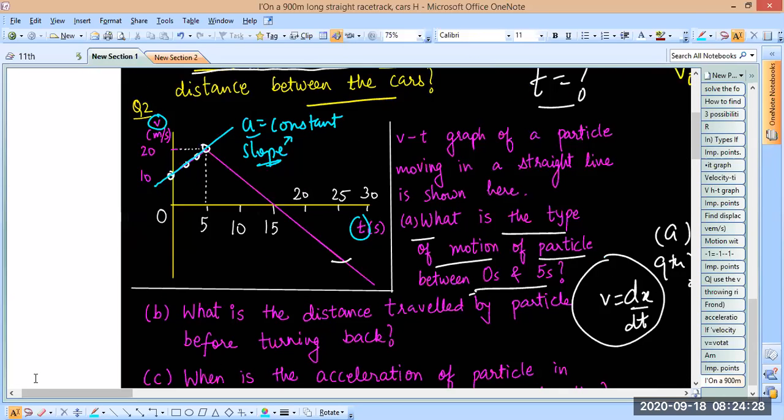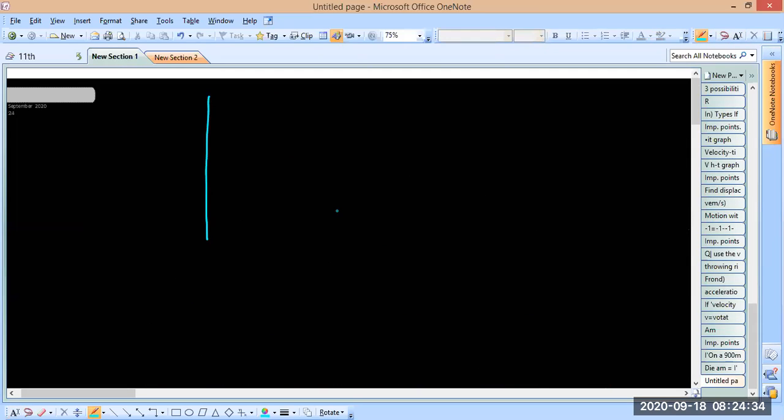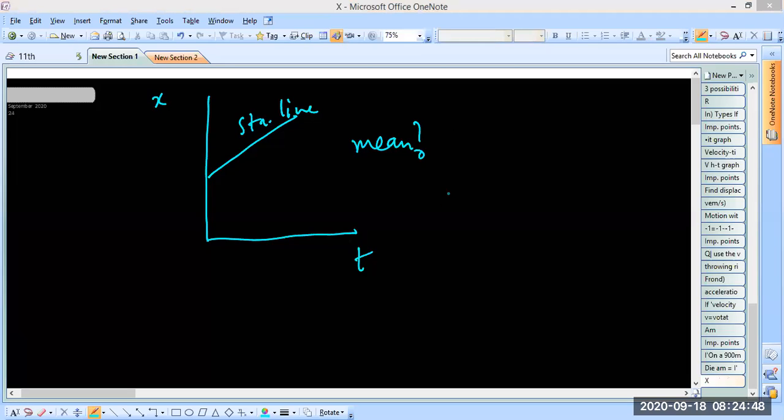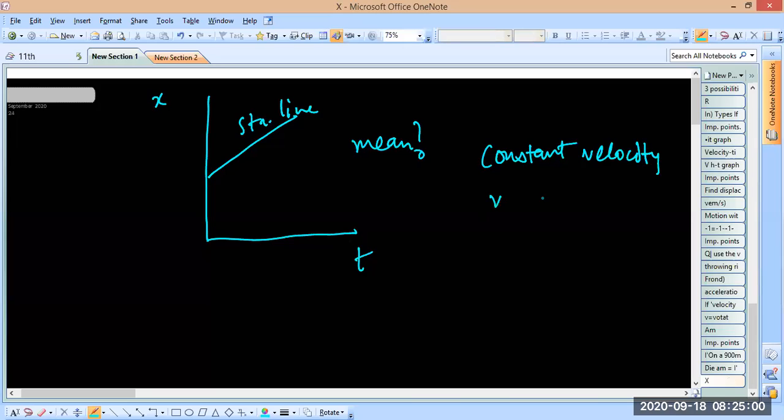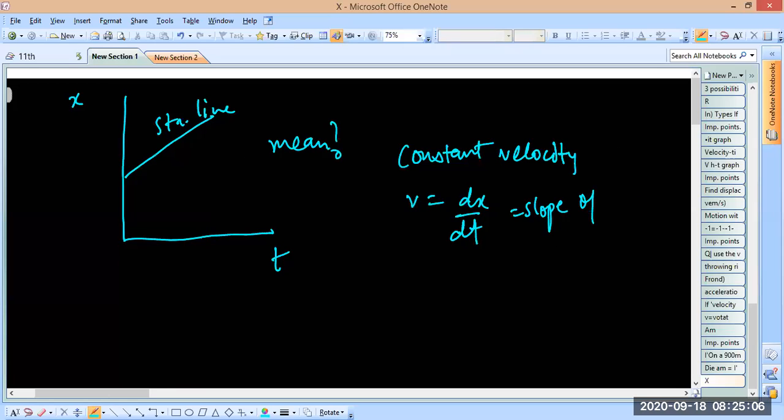See, it's very similar to this. Just a minute. Do you remember that if you have a straight line xt graph, what does this mean? Yes, very good. Constant velocity, right? It means constant velocity. The reason is that v is equal to dx by dt, which is equal to slope of tangent of this graph, right? Slope of tangent of xt graph, right?